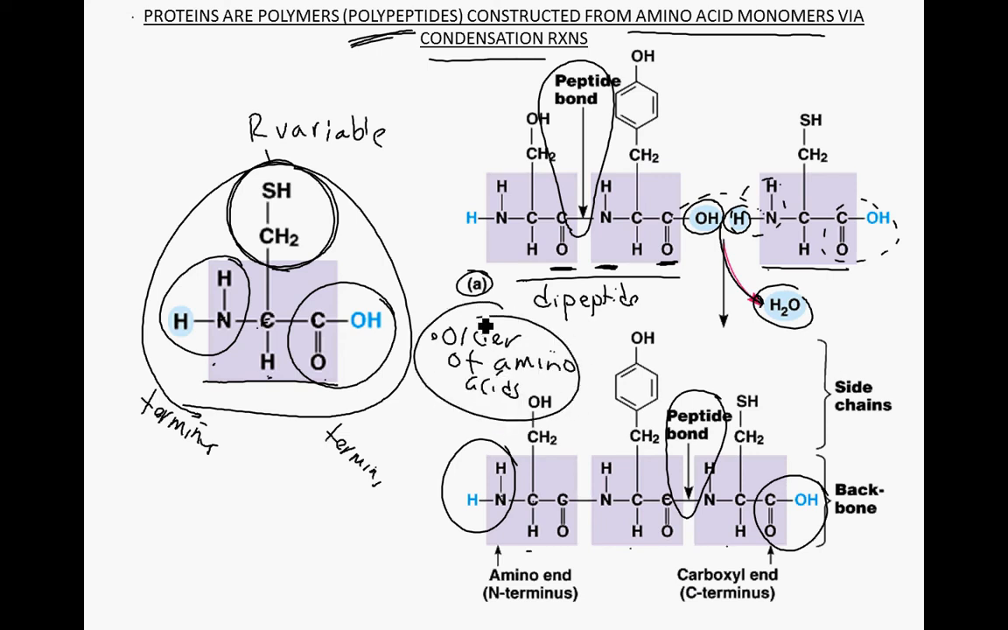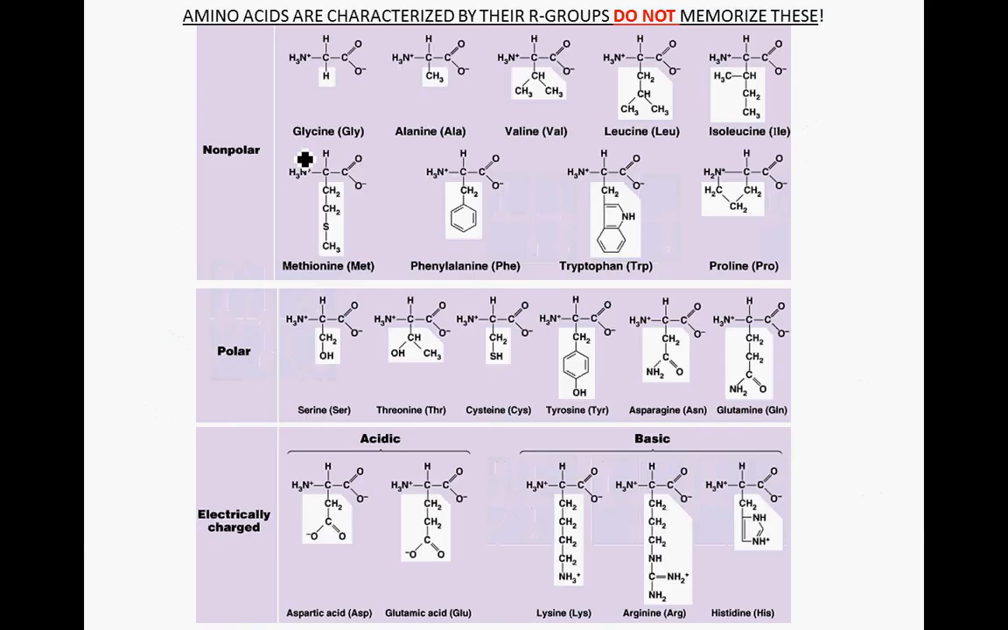The order of the amino acids, right, is going to be important here. Now, what do you mean order? Well, I mean that this amino acid here is different than this amino acid because of these R groups, right? So now we go back up to this R variable group here. So there are 20 common amino acids.